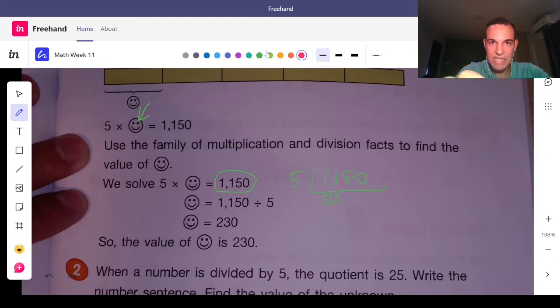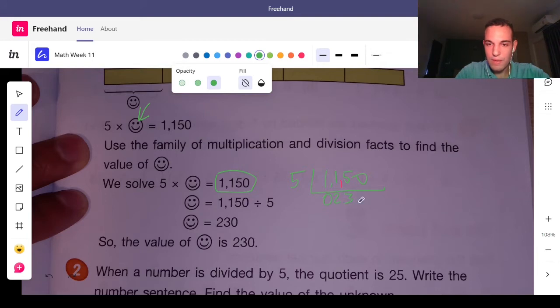5 goes into 15 3 times. And 5 goes into 0 0 times. So the answer is 230. So that means the smiley face equals 230. And we can write it as 5 times 230 equals 1,150. All right, not bad.